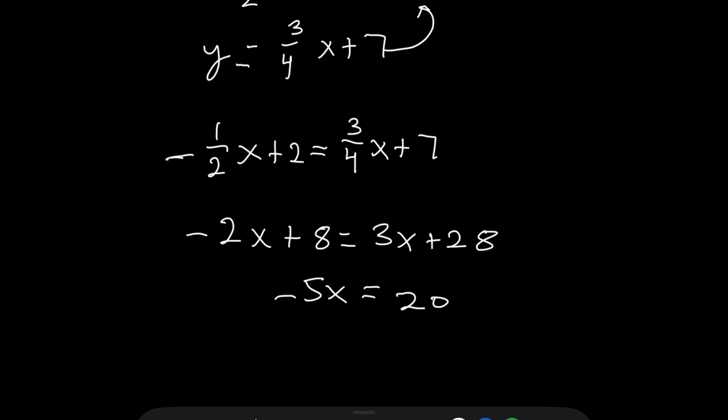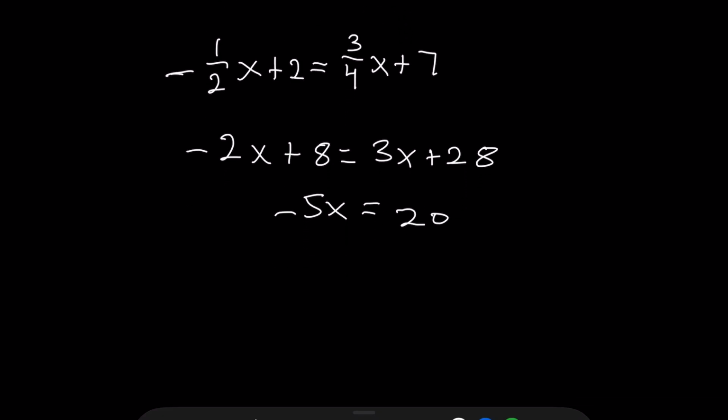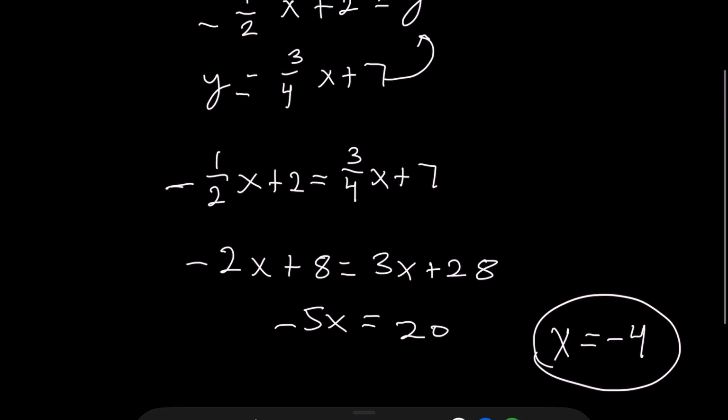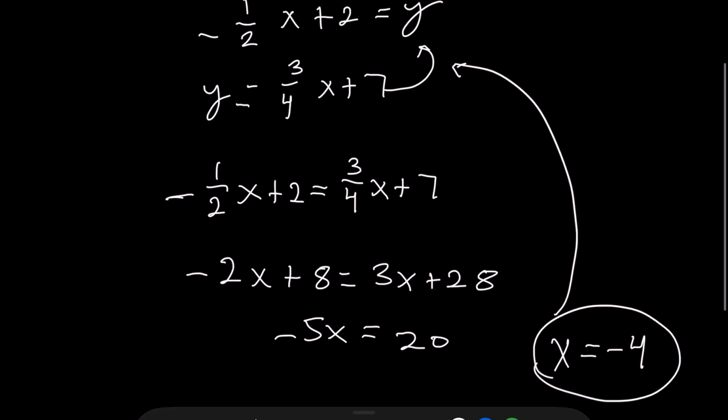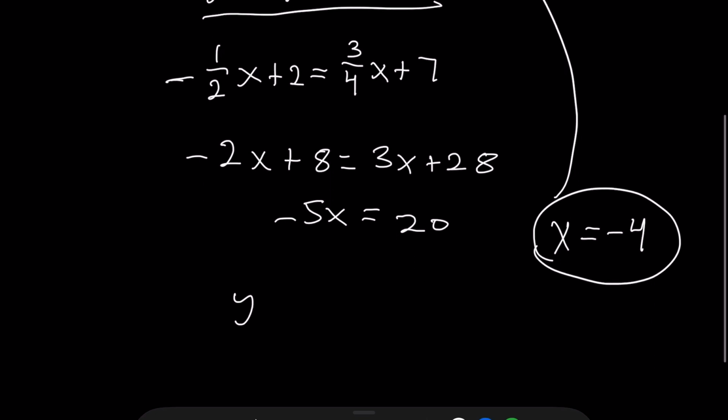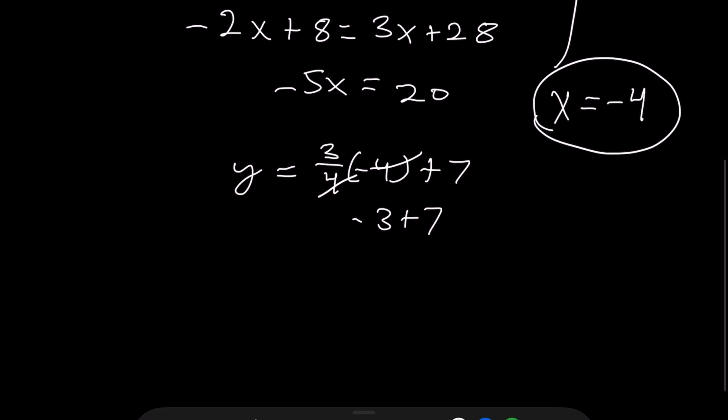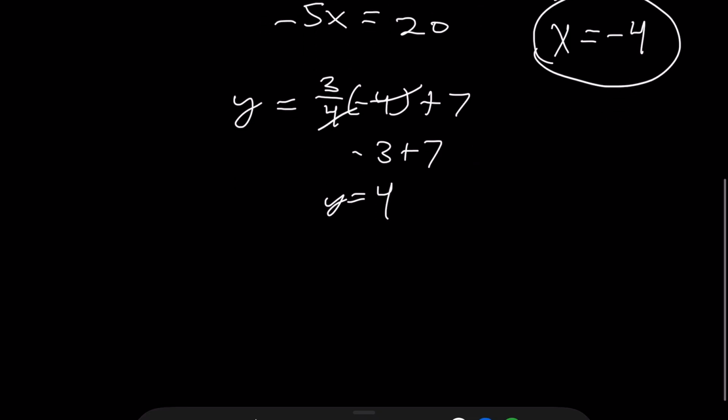I'm going to move over here. By doing that, we get x is equal to -4. Now, we can take this and plug it into either one of these equations to get our y coordinate. I'm just going to go ahead and plug it into this one. So y is equal to 4.